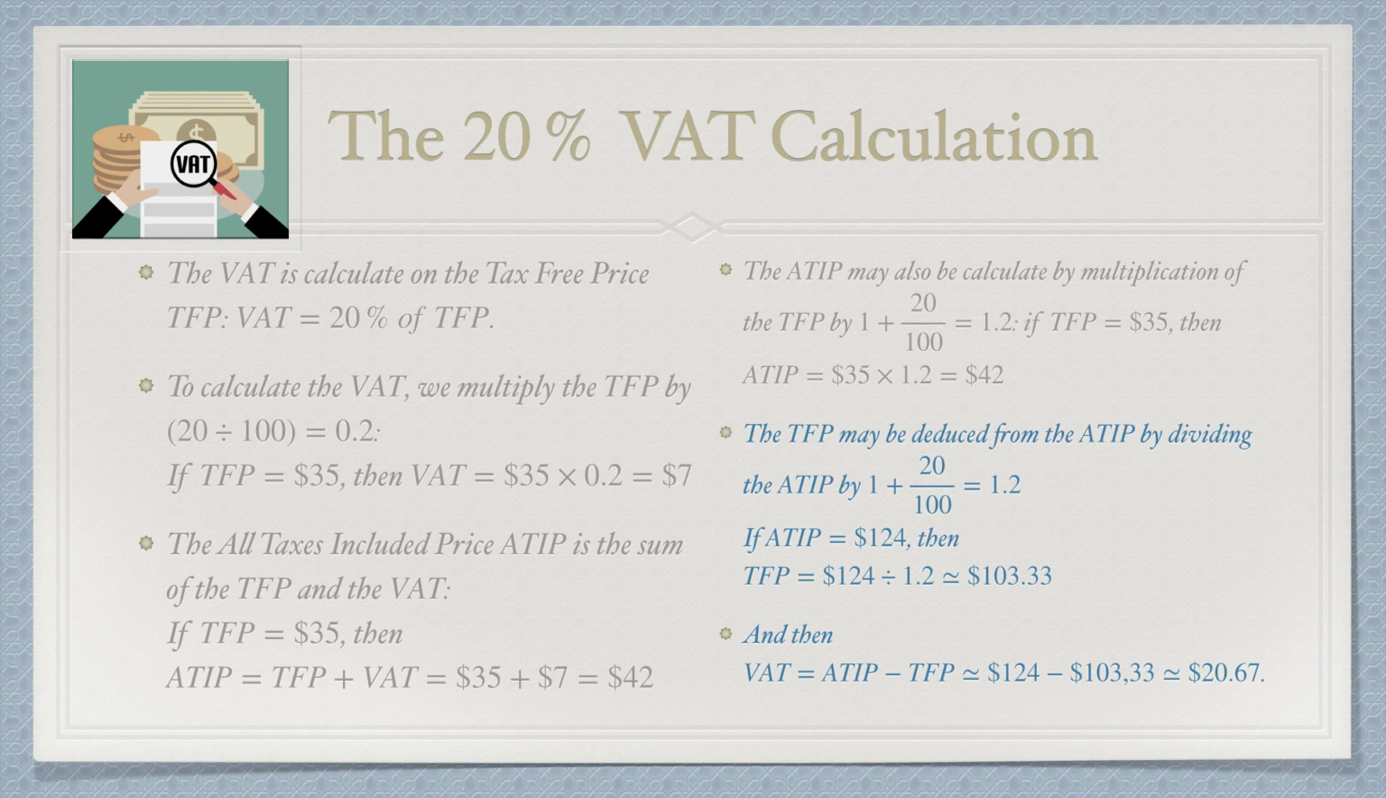And then the VAT is the difference ATIP minus TFP, that is, in our special case, about $124 minus $103.33, that is approximately $20.67.